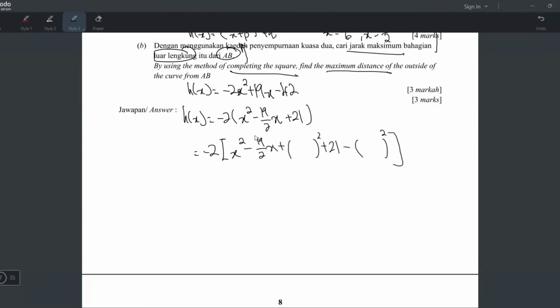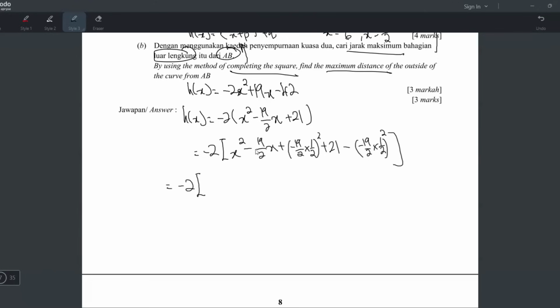Okay, so the b is negative 19 over 2. But after that 19 over 2, you have to divide by 2 again. Dividing by 2, you can write it like this, times 1 over 2. So it will become negative 19 over 2 times 1 over 2. Yes, because dividing by 2 means times 1 over 2, it's the same thing. But if you write like this, it looks neater.